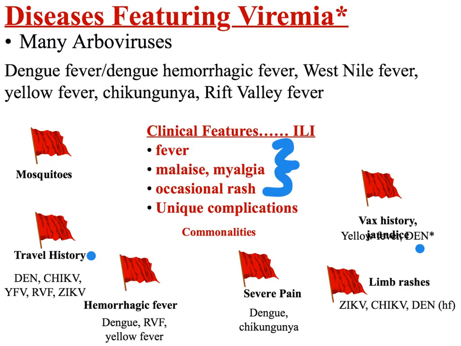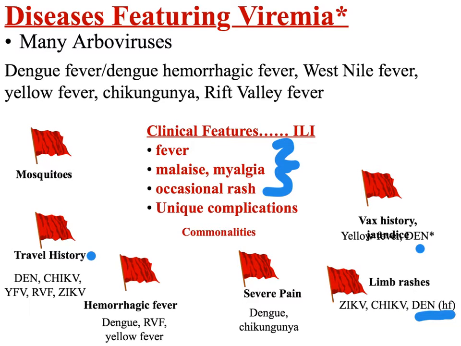In these influenza-like illnesses that present with severe pain, not just kind of ache all over, but it feels like my bones are breaking level pain, that is where you might want to look closely at dengue or chikungunya, and diseases that feature limb rashes. Viremic diseases that feature limb rashes would be Zika, Chick, and dengue. And with dengue, again, you see limb rashes in the hemorrhagic fever form.